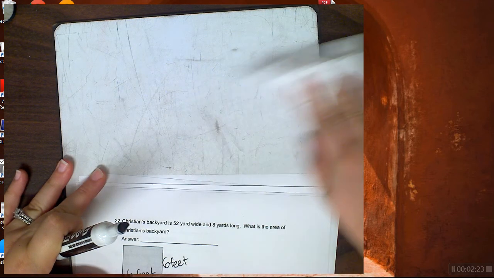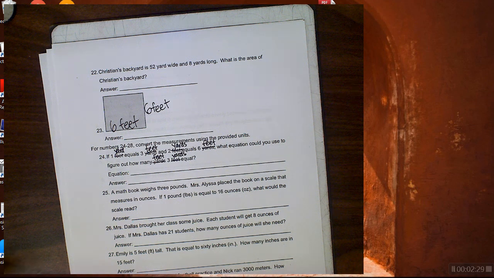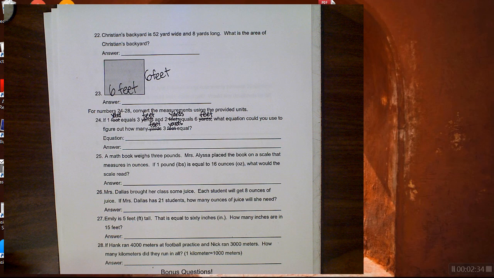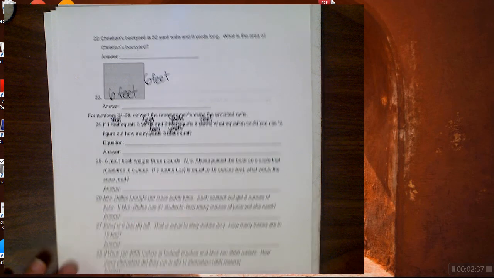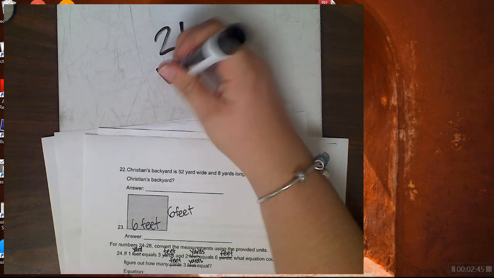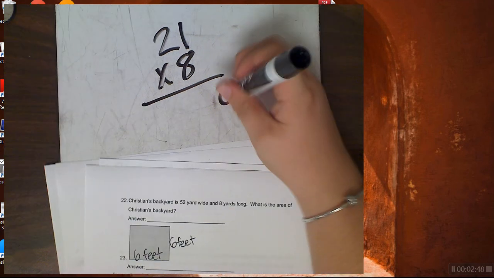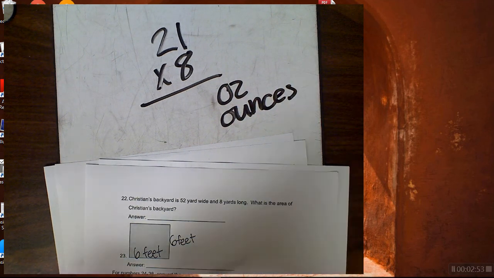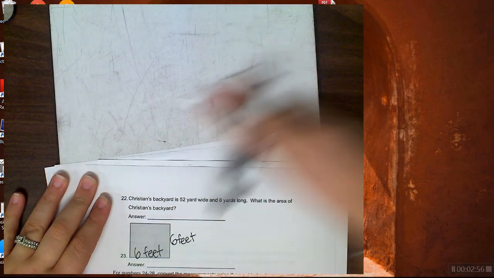26, Miss Dallas brought her class some juice. Each student will get 8 ounces of juice. If Miss Dallas has 21 students, how many ounces of juice will she need? This is really just a 2-digit times 1-digit word problem disguised as a conversion. 21 students, 8 ounces each. How many ounces of juice does Miss Dallas need? A lot of this test, even when they're doing the conversions, is really, really focused on 2-digit times 1-digit multiplication.